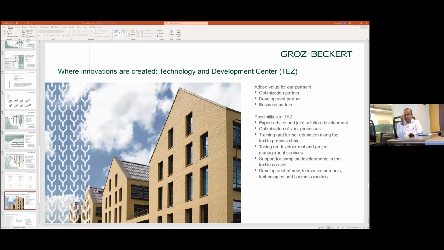A great emphasis is given to the Technology and Development Center. This is a value-added service for our development partners and business partners. They get expert advice and joint solution development, optimization of process, training and further education along the textile value chain, development and product management, and support of complex development in textile content.